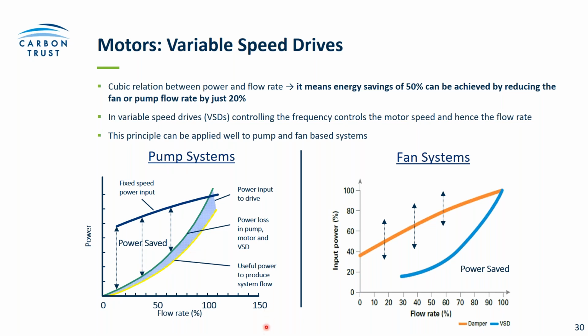And exactly the same principle applies then to fan systems. So looking at a basic damper control system, yes, there will be a slight reduction in power with damper control, but not to the same extent compared to the use of a variable speed drive. So by using the variable speed drive, you're able to dramatically reduce the input power and again create the large level of saving in those types of systems.